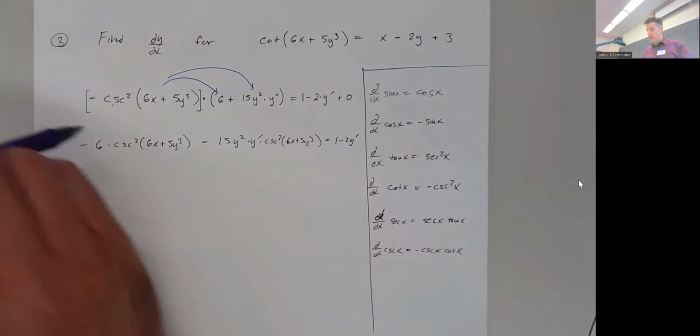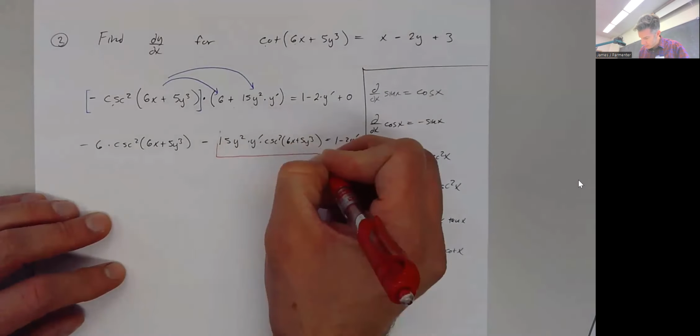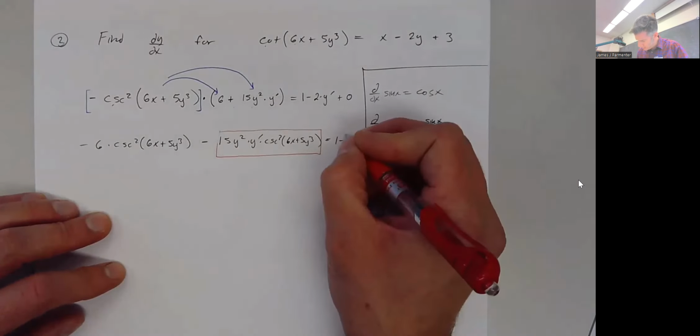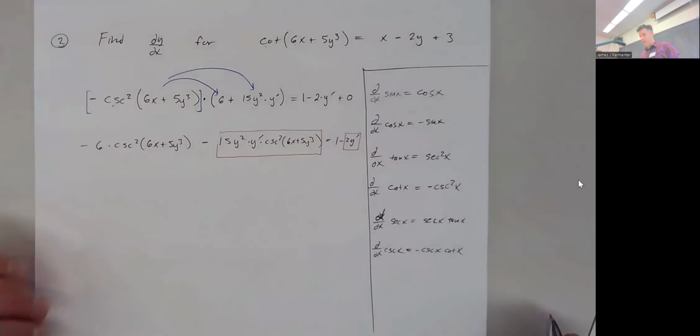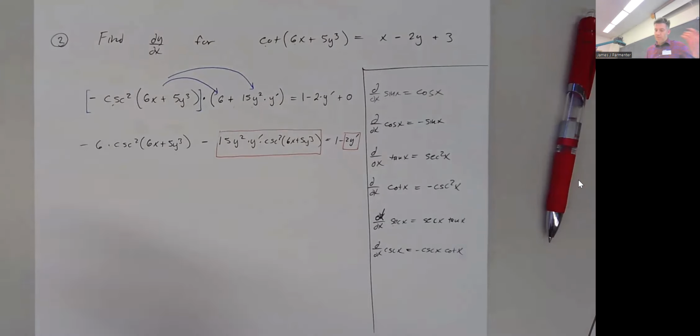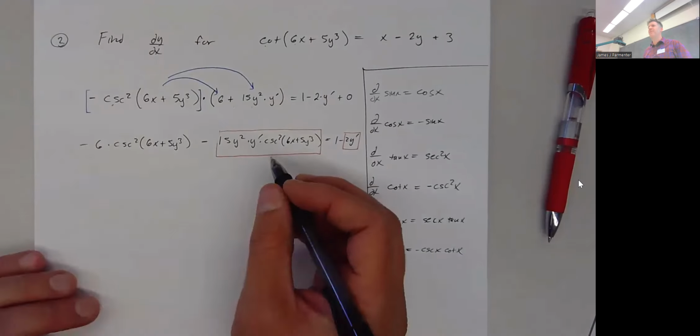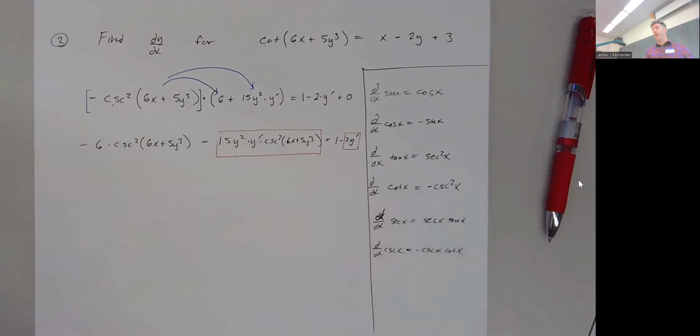And now we can identify where our y primes are. This term has a y prime, and this term has a y prime. So bring those things to the same side, everything else to the other side. I would bring them usually to the left, although it doesn't really matter which side you pick as long as you're just doing the work right. You can pick left one time, right one time. Just make sure you get all of them.